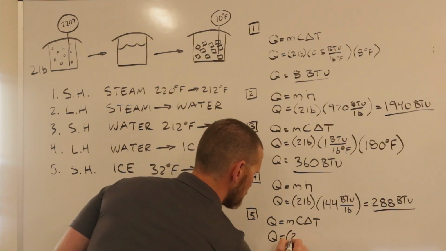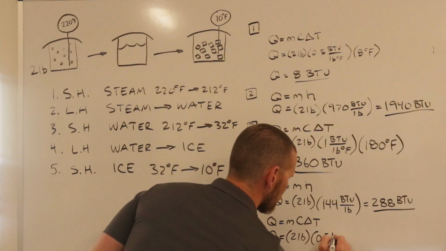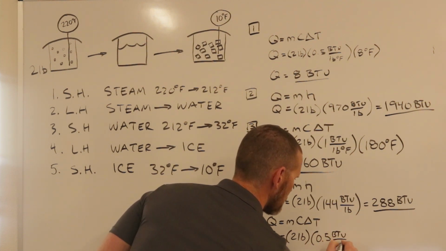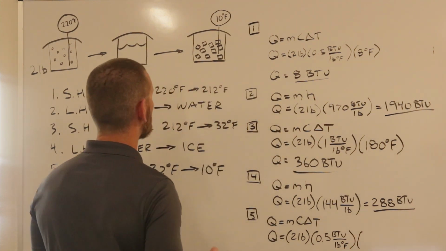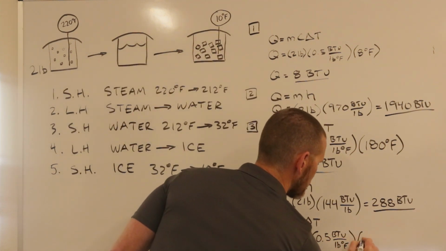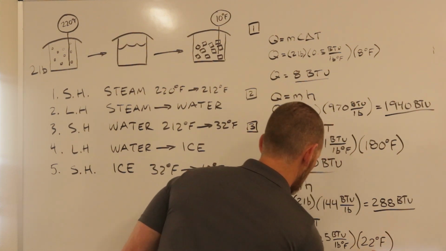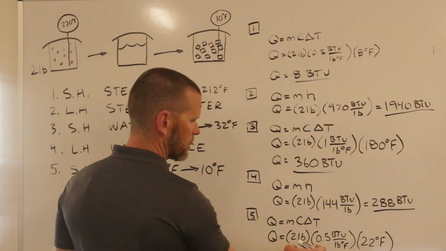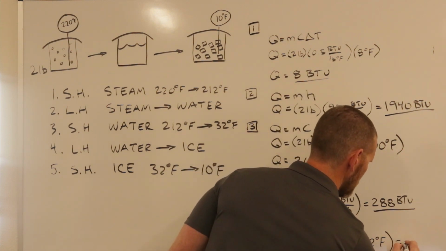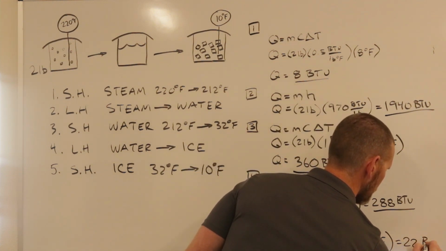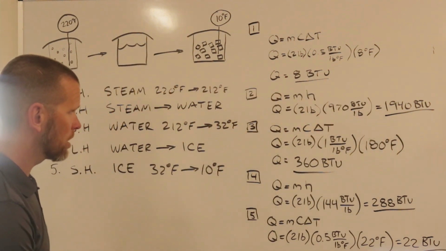We have 2 pounds, 0.5 BTU per pound degree Fahrenheit, and we're going to multiply that times 22 degrees because we need to get down to 10 degrees Fahrenheit from 32. We can do this even in our head because 2 times a half is 1, 1 times 22 is 22. So we have 22 BTUs. Okay, we have completed all of the steps required.